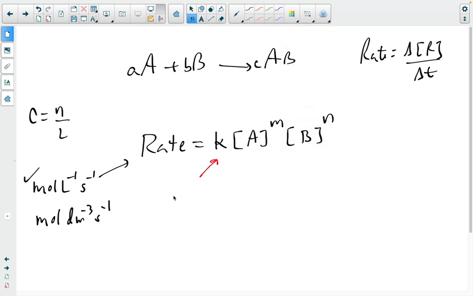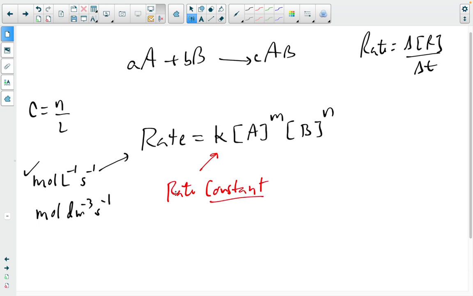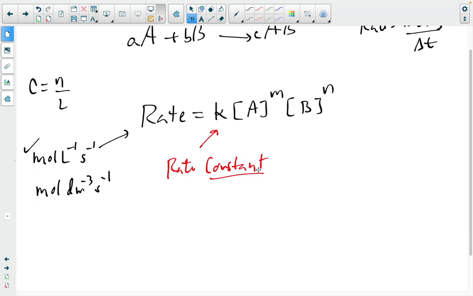This guy here is known as the rate constant. Okay, so as the name indicates, this is a constant. However, the value is only constant as long as the temperature remains constant. So temperature must be constant because that is temperature dependent, and no catalyst is added.